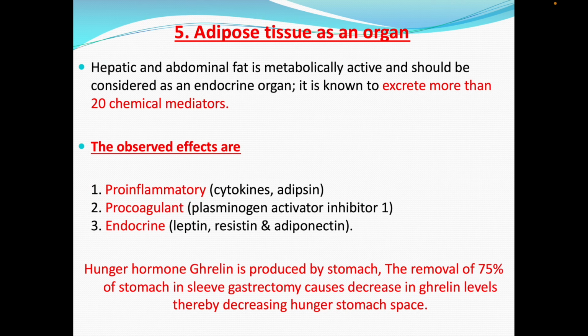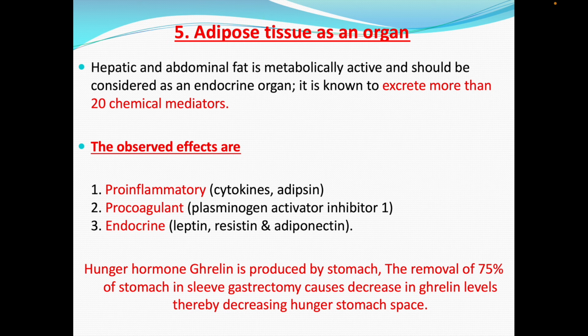Adipose tissue as an organ. Hepatic and abdominal fat is metabolically active and should be considered an endocrine organ. It's known to secrete more than 20 chemical mediators. The observed effects are pro-inflammatory, meaning release of cytokines and adipsin; a pro-coagulant effect, plasminogen activator inhibitor; and endocrine leptin resistance and adiponectin are released from these fatty tissues.